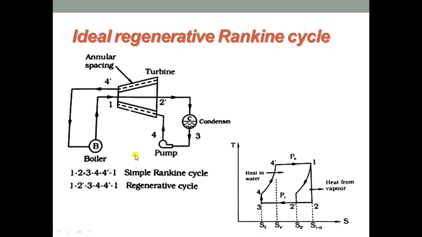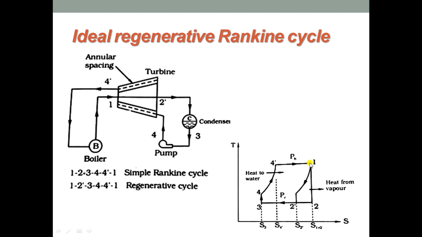Here the cycle 1, 2, 3, 4, 4 dash and 1 is a simple Rankine cycle. The cycle 1, 2 dash, 3, 4, 4 dash and 1 is a regenerative cycle. You can see in your TS diagram. The cycle 1, 2, 3, 4, 4 dash and 1 is a simple Rankine cycle. The regenerative cycle is 1 and this curve goes to 2 dash, 3, 4, 4 dash and 1.